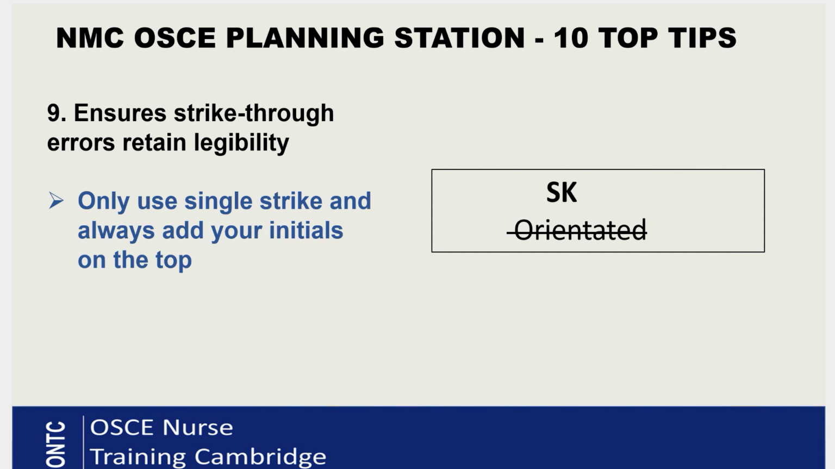So you're allowed to put 1 line through. And who corrected it means your initials on the top. So it should always be clear in the patient notes who made that error and who corrected it. Okay, so single strike, if you do more than 1 strike, is a critical fail. If you don't add your initials on the top, it's definitely again a critical fail.